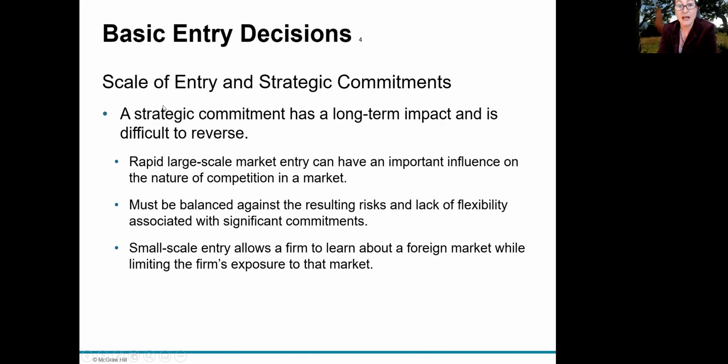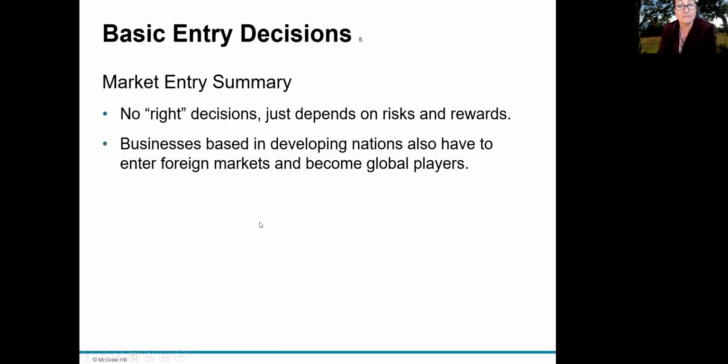With regards to scale of entry decisions, there must be a strategic commitment that has long-term impact. And this is difficult to reverse. So rapid, large-scale market entry can have an important influence on the nature of competition in that market, but it must be balanced against the resulting risks and lack of flexibility that are associated with significant commitment. Small-scale entry, however, allows a firm to learn about a foreign market while limiting exposure to that market.